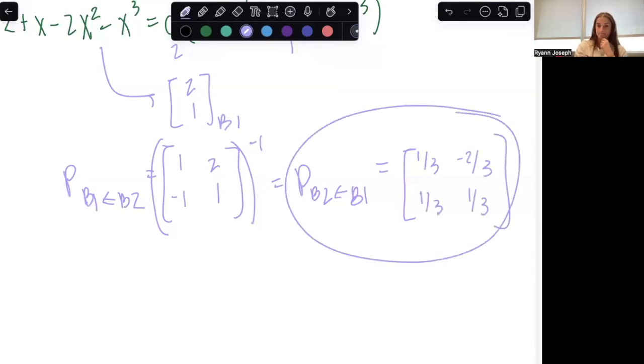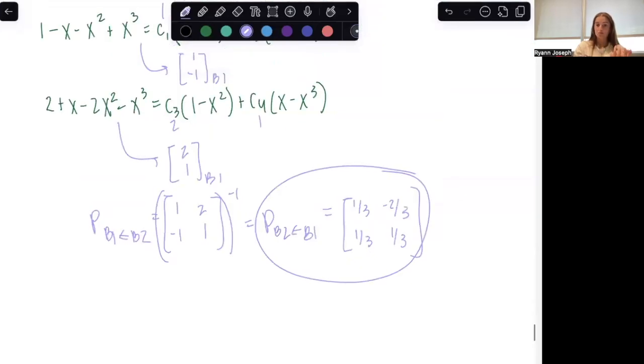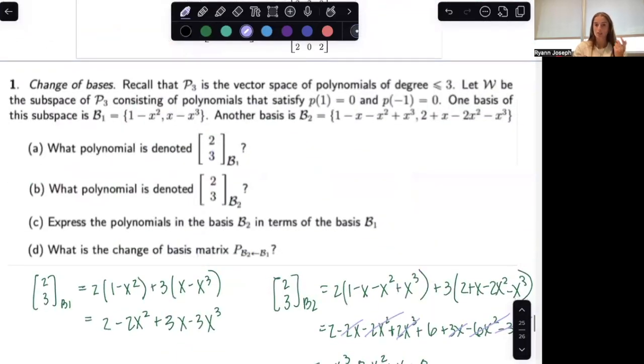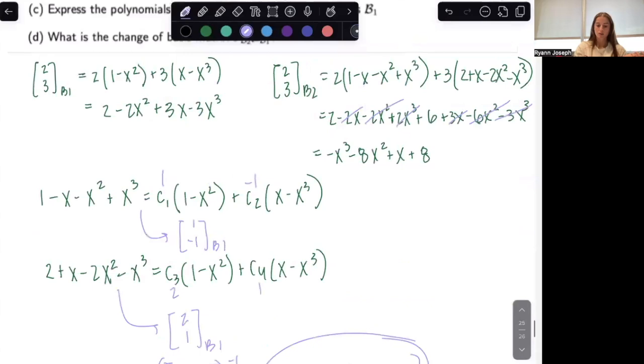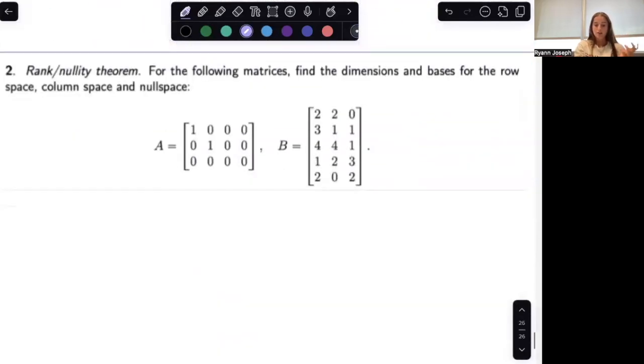And that's that. So not too bad. Change of basis, using polynomials this time. We didn't even have to solve for the basis. They gave us the basis, which was nice. I was worried we were going to have to solve for the basis. So not too bad. Rank nullity theorem question, very similar to the one we just did before.